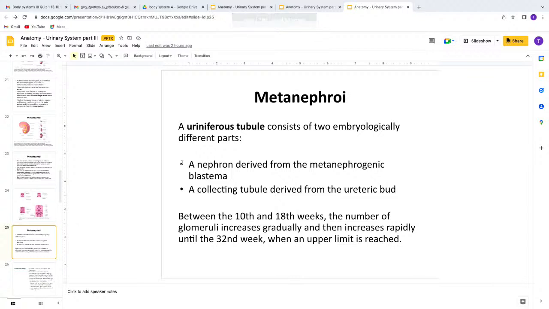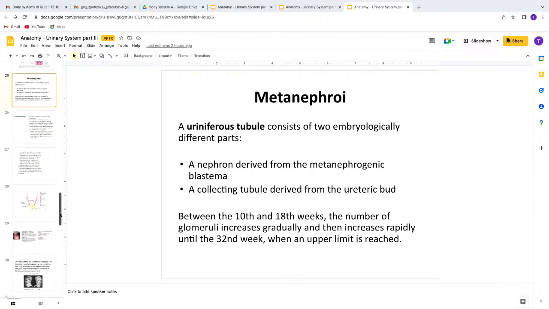In the metanephros, I already mentioned the uniferous tubules, and they consist of two embryological parts. One part, the nephron, is derived from the metanephrogenic blastema, and the other, the collecting tubule, is derived from the ureteric bud. Between the 10th and 18th week, the number of glomeruli increases gradually, and then increases rapidly until the end of 32 weeks. This is when our kidneys are almost ready. Okay?